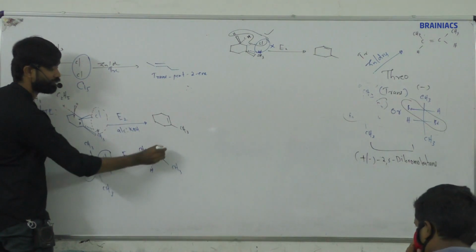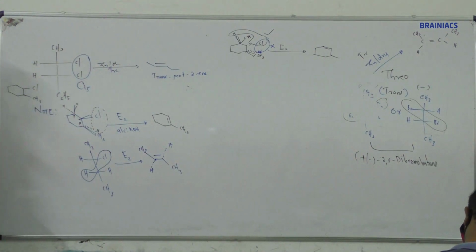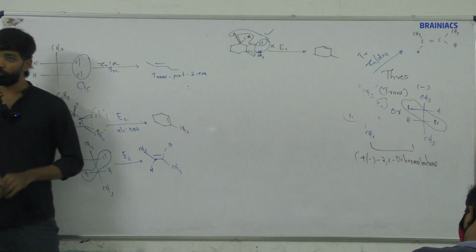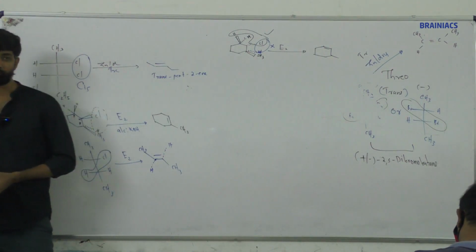Here will be one hydrogen, here will be the other hydrogen. This one and this one. You can't predict whether it is E1 or E2. If they mention it as E2 or E1, then you can do the question like that.